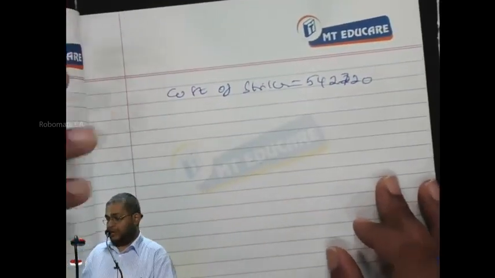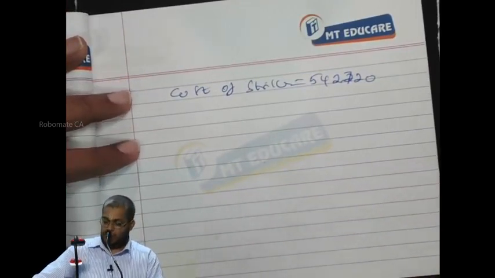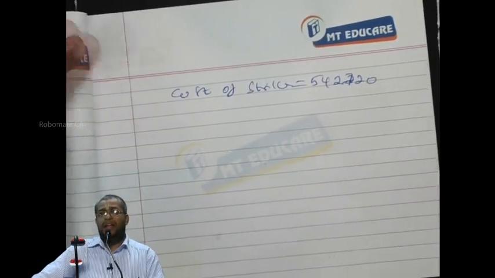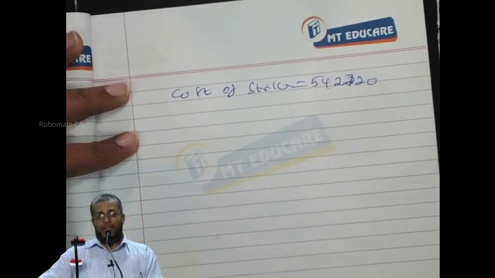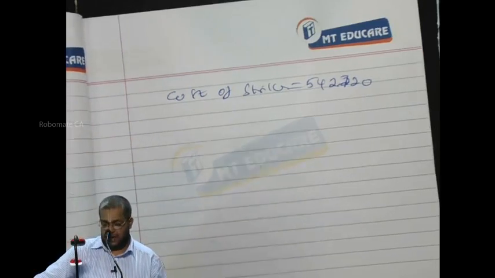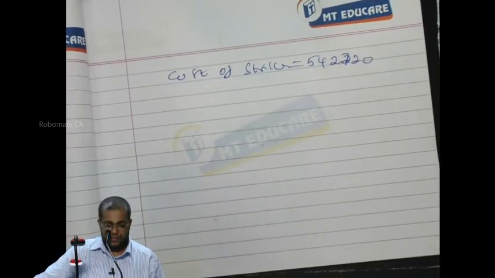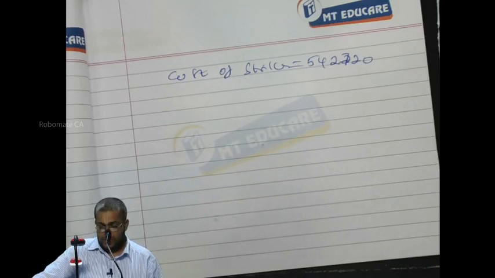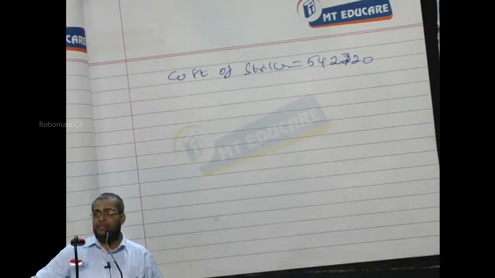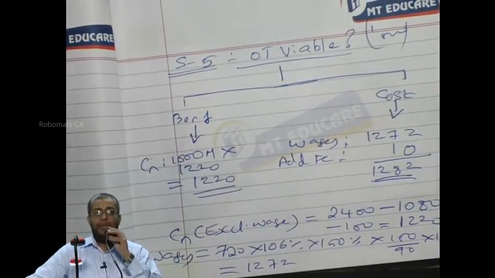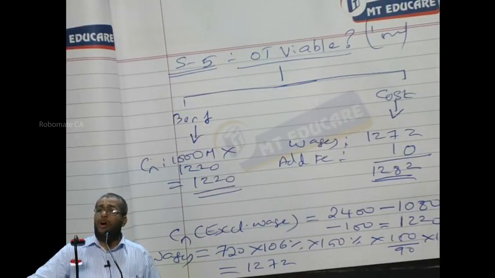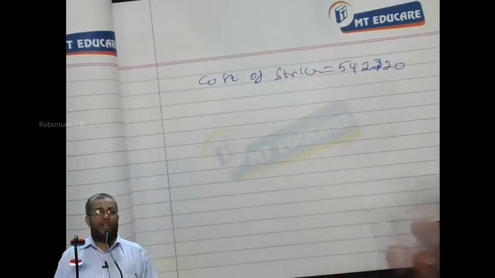So write down conclusion. Conclusion. The cost of strike earlier calculated of rupees 5,42,720 is wrong because included in it is rupees 62,000 lost due to the wrong decision of working overtime.